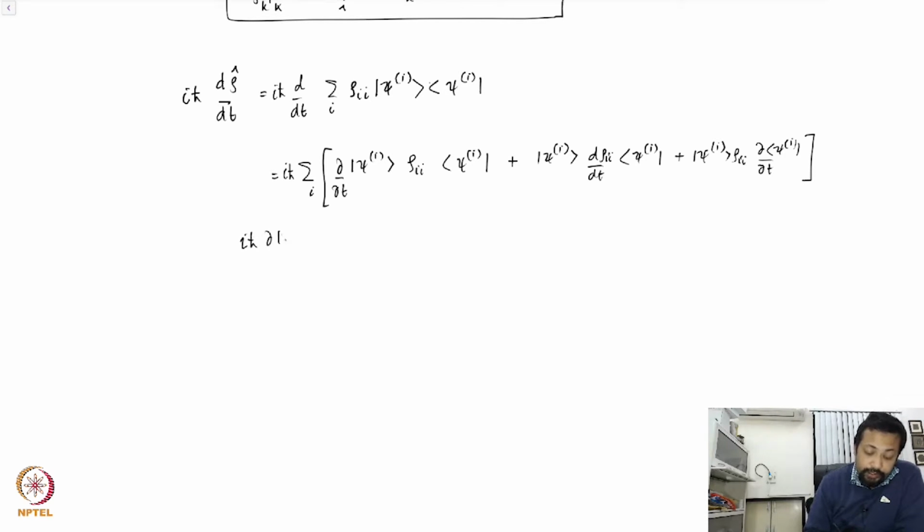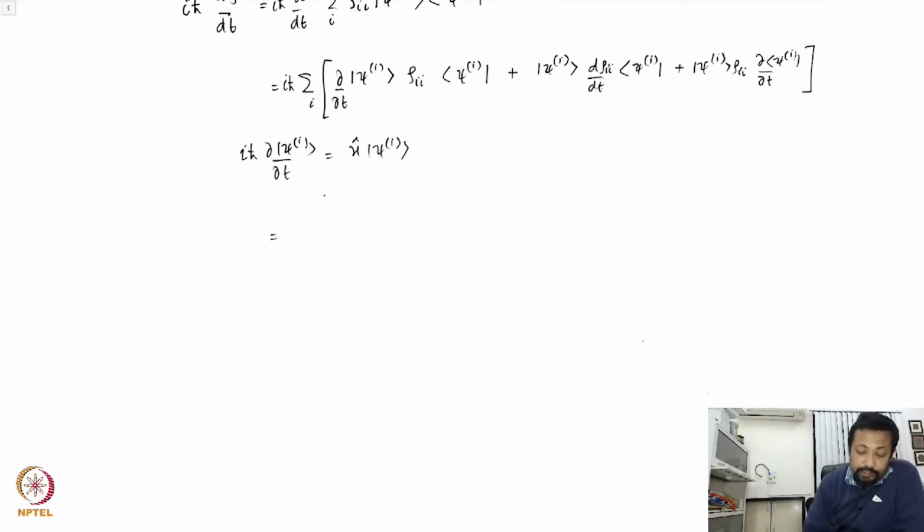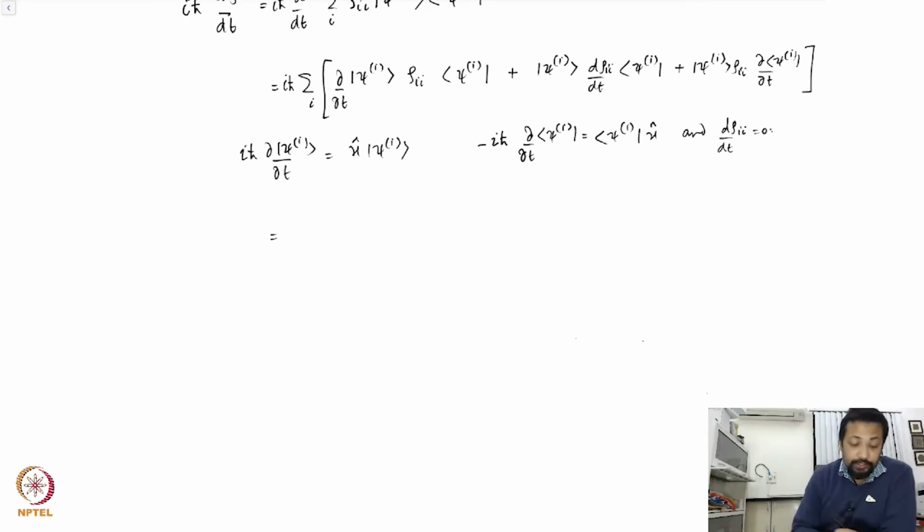iℏ ∂ψ_i/∂t is equal to Hψ_i. So this is in fact an eigenstate of the Hamiltonian, and if such is the case, then we also know that −H ∂_t ψ_i is equal to ψ_i times ℏ, and this quantity is 0, right?